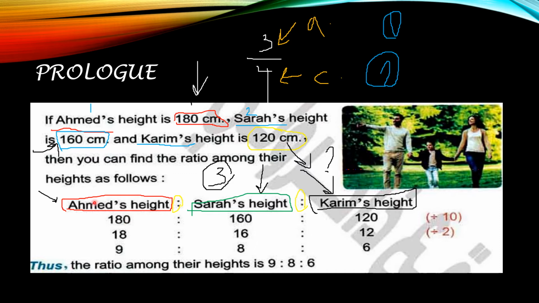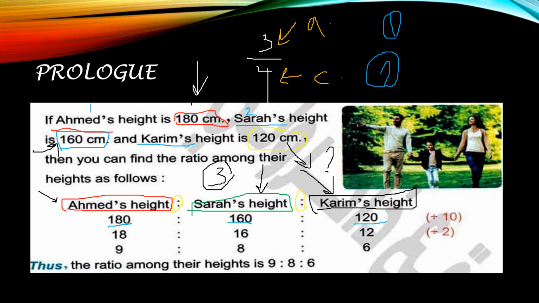So if you put Kareem's height first and Ahmed's last, it won't matter, since we have the 180, 18, and 9 under Ahmed, and 120, 12, and 6 under Kareem. This means that the order doesn't matter if we have the numbers that belong to each term under the title of the term. So Ahmed's height, he told us, is 180, so we'll put 180. To Sarah's height, which is 160. To Kareem's height, which is 120.